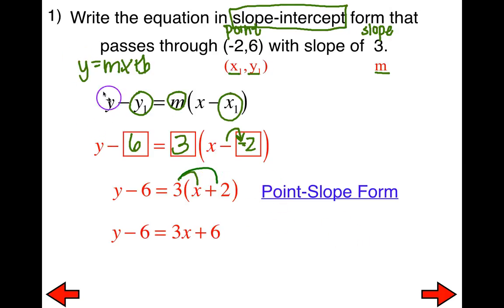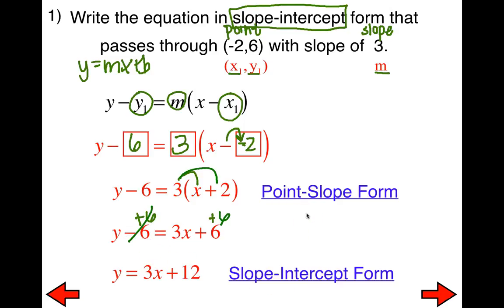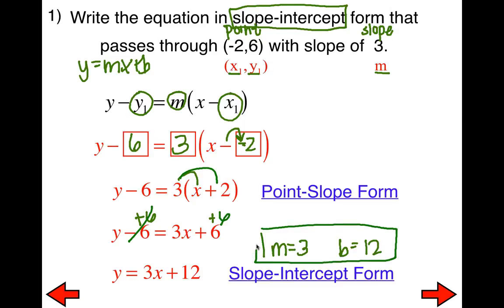Now I can go ahead and isolate y by adding 6 to both sides. This is going to become 0, leaving me with y equals 3x plus 12. So this is your slope-intercept form where our slope is 3 and b is 12. Will you be asked to do this on the homework? Not necessarily, but I want you to still be able to recognize what each variable represents.